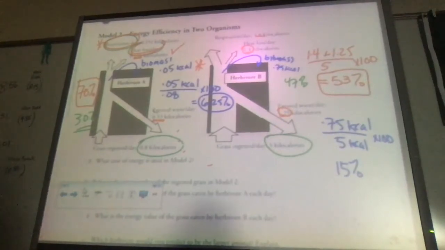So mathematically, we're showing you the different ways that energy can be transferred. Bigger picture. The takeaways, what I want you to understand. Bigger takeaways, bigger understandings.